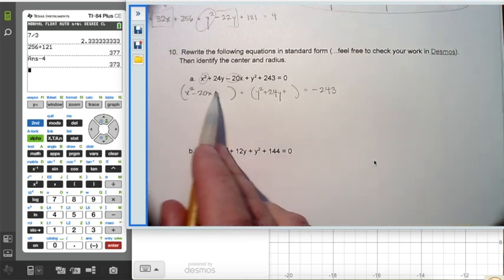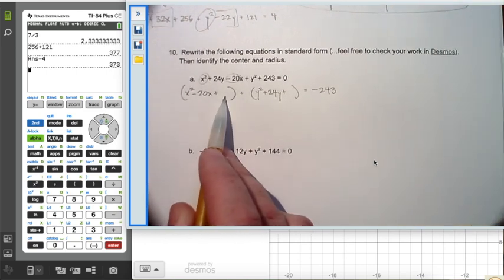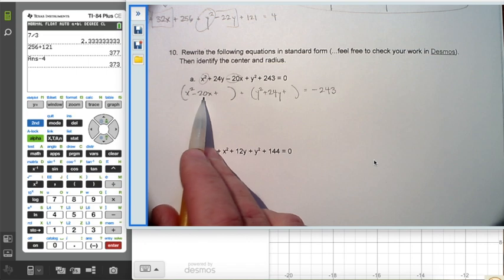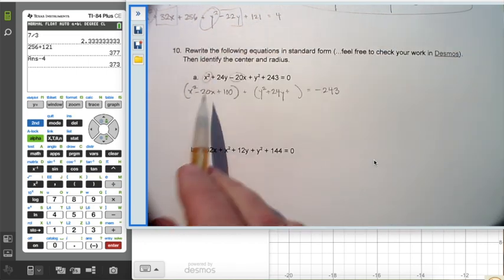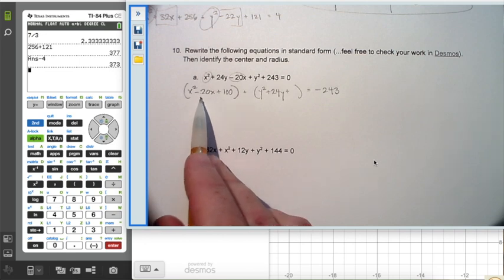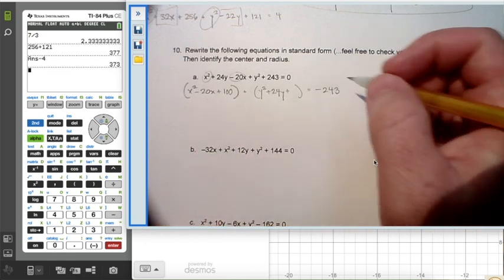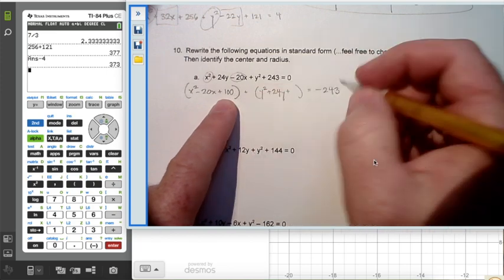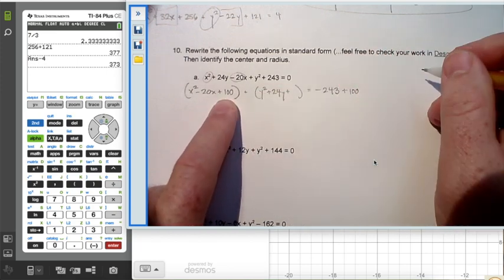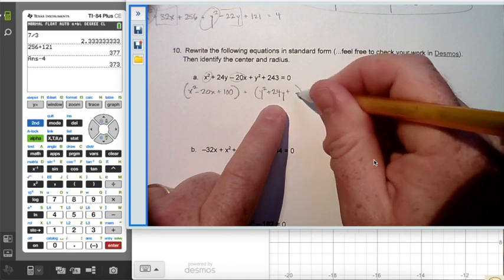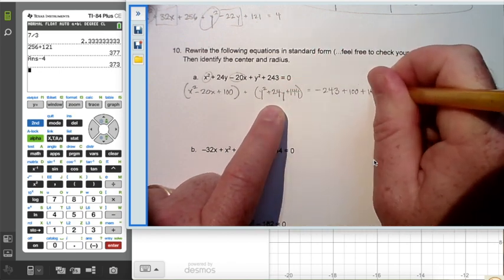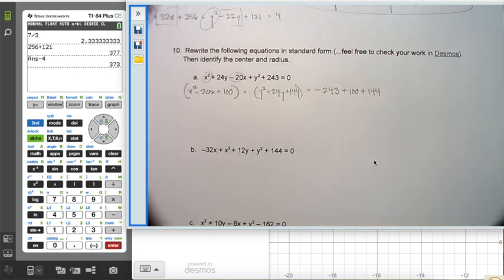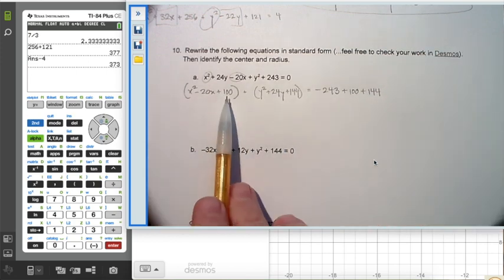So I haven't done anything new. All I've done is just rearrange the equations. Now I'm going to try and figure out what magic number will complete both of these squares. Half of negative 20 is negative 10, squared is 100. So that is now a perfect square. If I add 100 to the left, I better add it to the right. Let's do the same thing with the y terms. Half of 24 is 12, squared is 144, so I'm going to add 144 to the left and to the right. The rest is just cleanup.